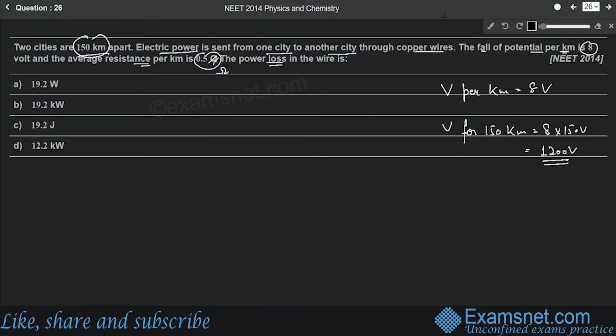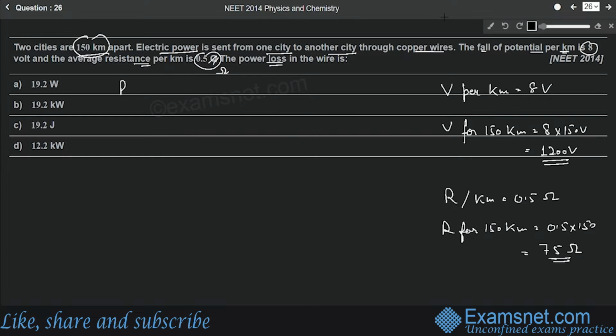Similarly, the average resistance per kilometer is 0.5 ohm, but the total distance is 150 kilometer. So the resistance for 150 kilometer will be equal to 0.5 into 150 ohm. Okay, that is equal to 75 ohm. This is the total resistance. Now we have to find out the power loss in the wire.